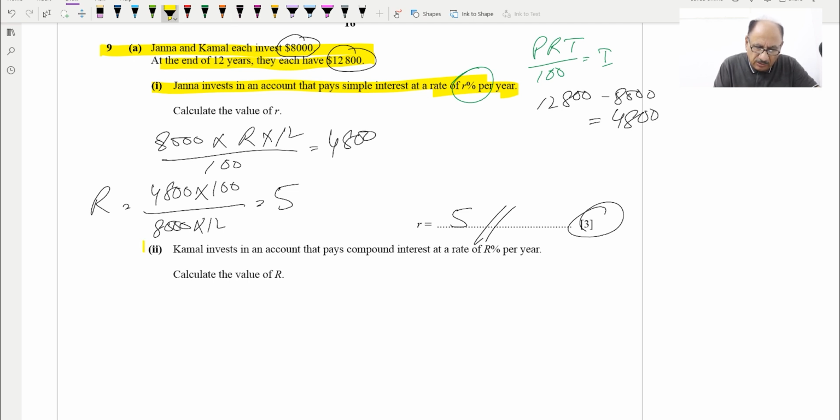Now they are saying Kamal invests in an account that pays compound interest at the rate of R% per year. Calculate the value of R. So now the formula will be amount is equal to principal amount into 1 plus R over 100 raised to the power T. So this is what we can utilize. This will be for 12 years, and this is the amount which he will be getting at the end.